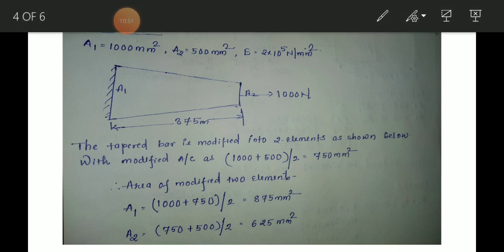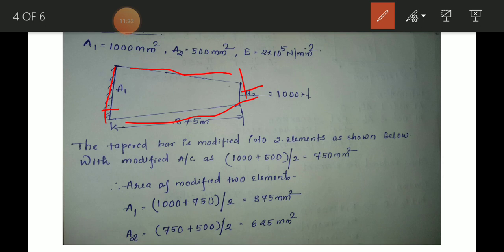Next, let us solve the next problem. This is the problem of the taper bar. One taper bar is given to you here. Why do I call it the taper bar? Because the diameter is not constant at any point. When you move from this side to this side, you will get many diameters. It has different diameters at different points, that's why we call it the taper bar.